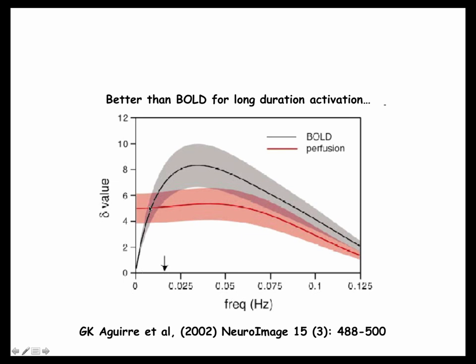Turns out, I'm sorry, this is the frequency. So very low frequencies versus very high frequencies. And at high frequencies, of course, you just lose amplitude of the signal. But BOLD is much better than perfusion for most cases. But at very, very low frequencies, this is a nice paper by Aguirre in 2002, it shows that perfusion beats BOLD if you go to super low frequencies.